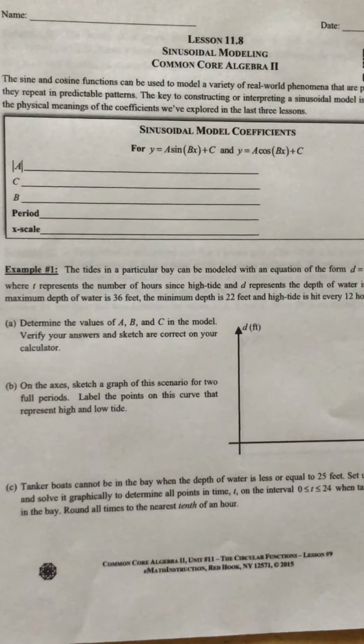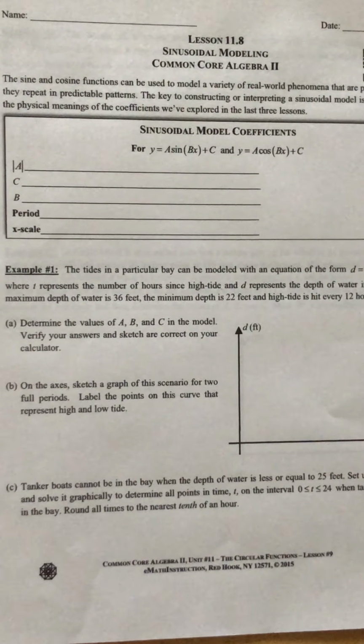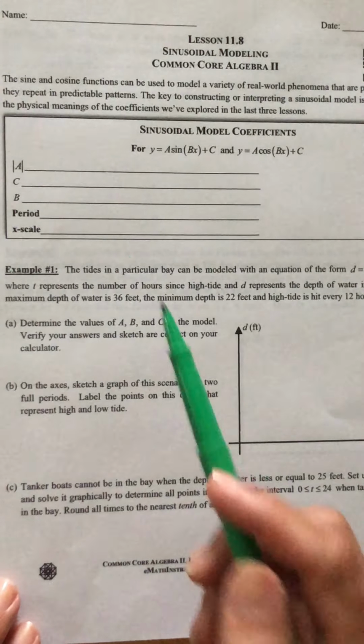Let's see what we got here. You do need your calculator. If you have it, that makes your life a lot easier. We are going to compare some stuff on the calculator to the pictures that we draw. So we have two models for sinusoidal modeling. It depends on what you're trying to model. You can either use a sine curve or you can use a cos curve. They will lead you through it for the most part.